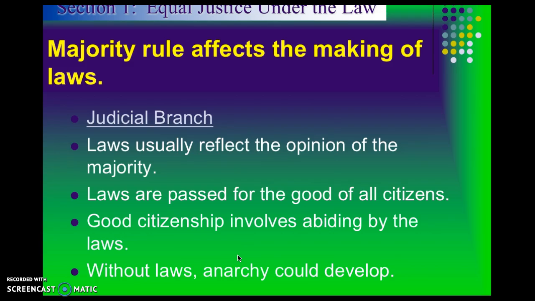Because if we didn't have laws, anarchy would develop. We would have total chaos, and it would be like the days of the old Wild West where everyone was just taking the law into their own hands, and that's not a good way you want your society to try to function.